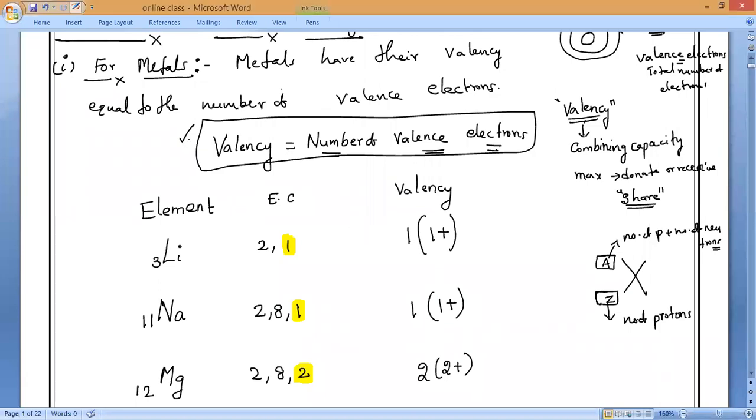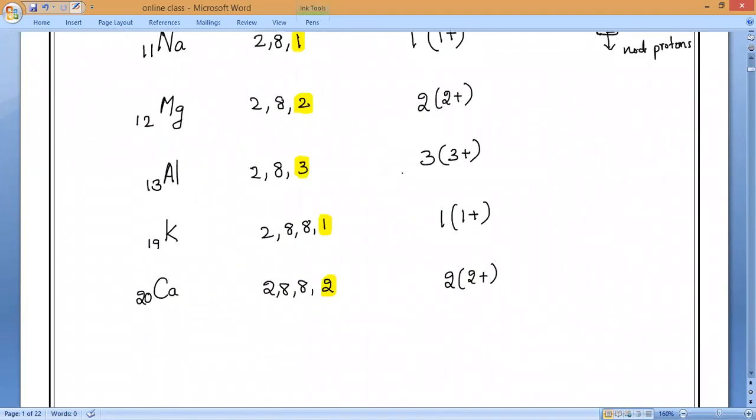Have you understood? So for metals, what is the valency, guys? Valency means the number of valence electrons. That's what you have to remember. Now, completed everybody? Roman number 2. So metals we made it. Then for what next?